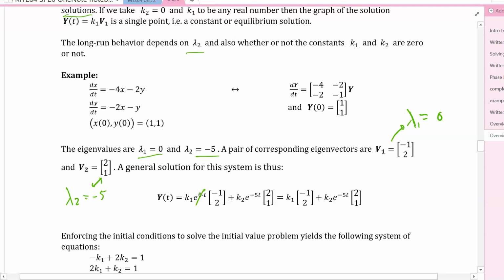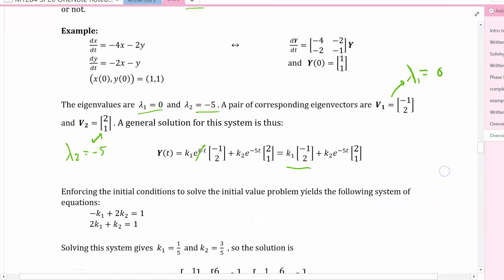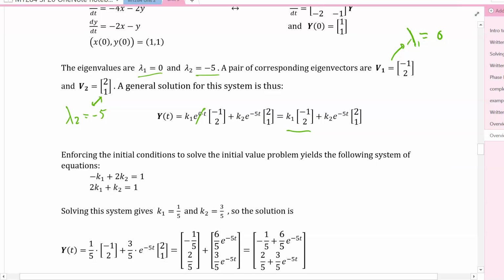So we get K1 times our fixed eigenvector that we chose, V1, and then K2 e to the -5t times the other associated eigenvector to that eigenvalue, which was 2, 1. All right, now enforcing those initial conditions, we'd be plugging in t equals 0 and setting that equal to 1, 1, which would give us that system of equations right there.